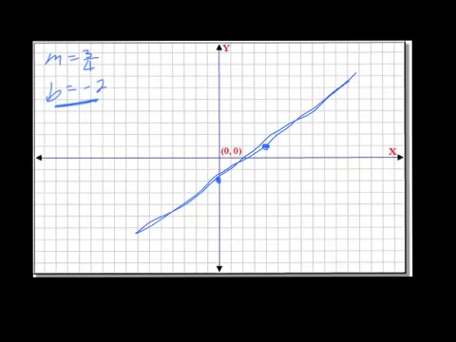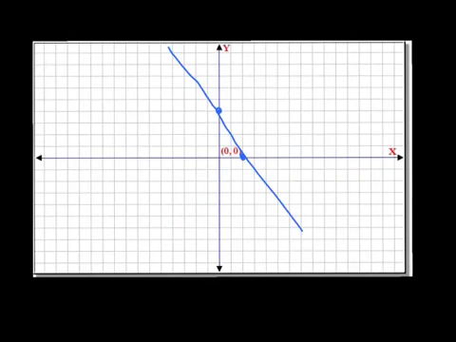Alright, 23 through 26. Find the slope and y-intercept for each line. Okay, so let's look at number 24 here. Alright, so there's my drawing of number 24. And let's see what they're looking for. We're looking for the slope.